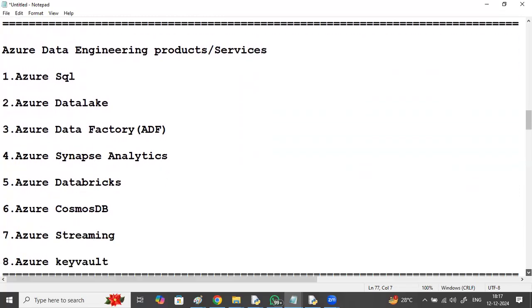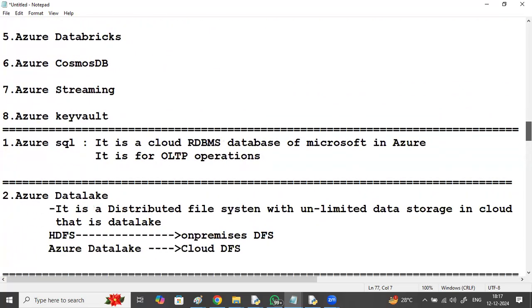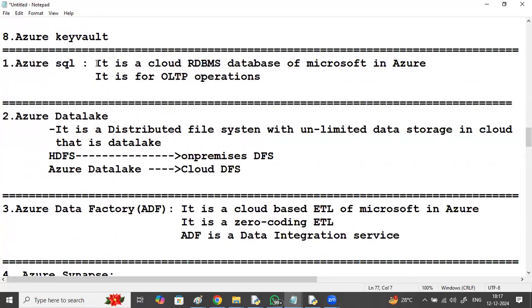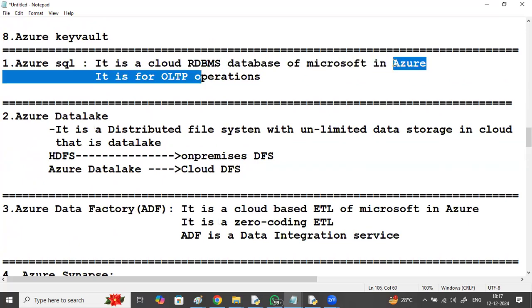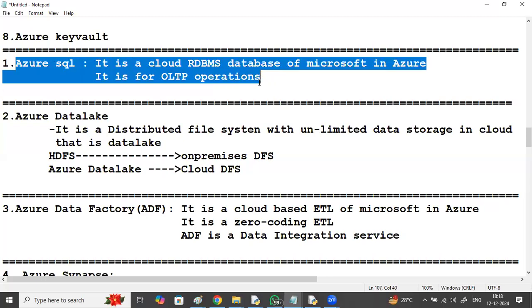Azure data engineering products or services. Azure SQL. In a simple way, Azure SQL is a cloud DBMS, as I was discussing. It's a database, a cloud DBMS database of Microsoft in Azure. It is for performing OLTP operations. It is not for data warehouse. It's just for OLTP operations.